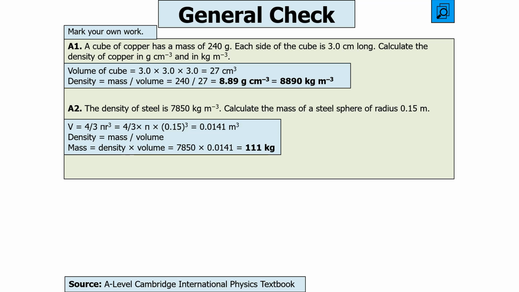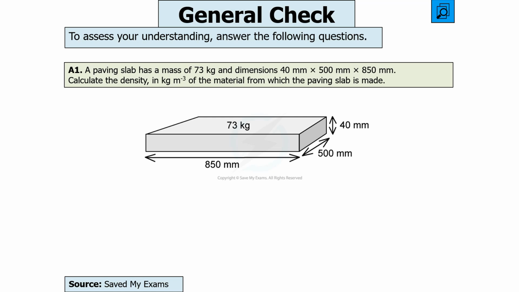The next question says, a paving slab has a mass of 73 kilograms and dimensions of 40 millimeters times 50 millimeters times 850 millimeters. So calculate the density in kilograms per meter cubed of the material from which the paving slab is made. So pause the video now, then unpause the video when you want to go through your answer.